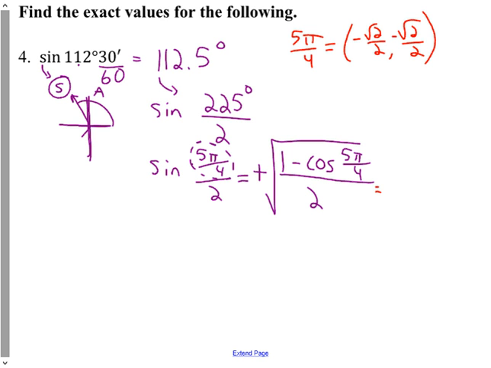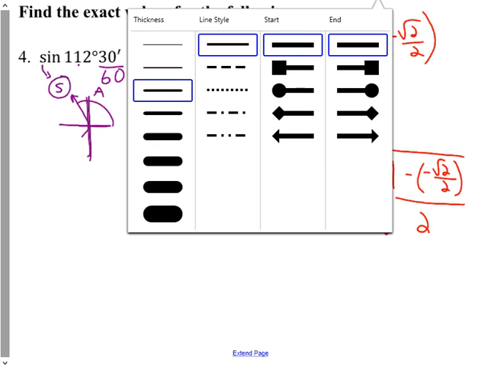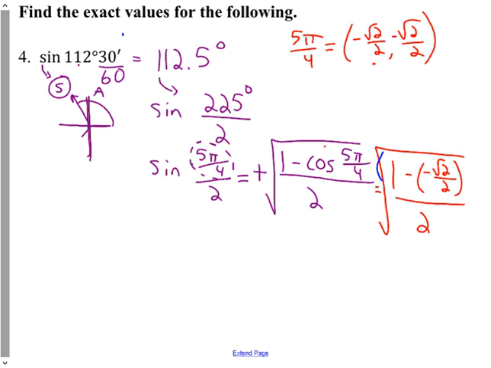So now we're left with the square root of 1 minus a negative square root of 2 over 2, all over 2. And again, we're doing cosine values here. So that's where the sign came from. And now I like to simplify the numerator first. So this 1 is going to become 2 halves so that my denominators match. So now I have 2 halves minus a negative, so this is plus, square root of 2 all over 2.